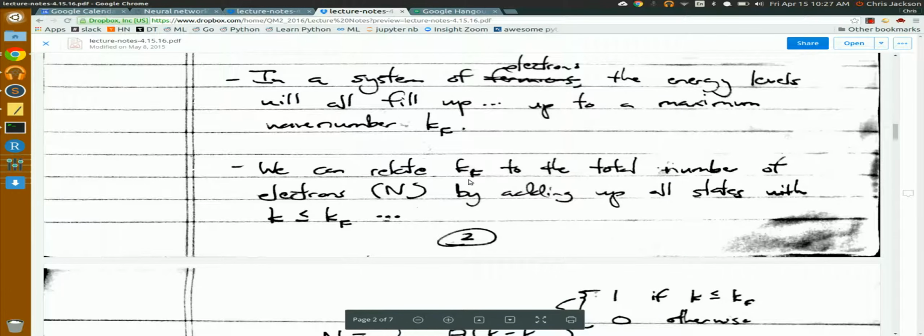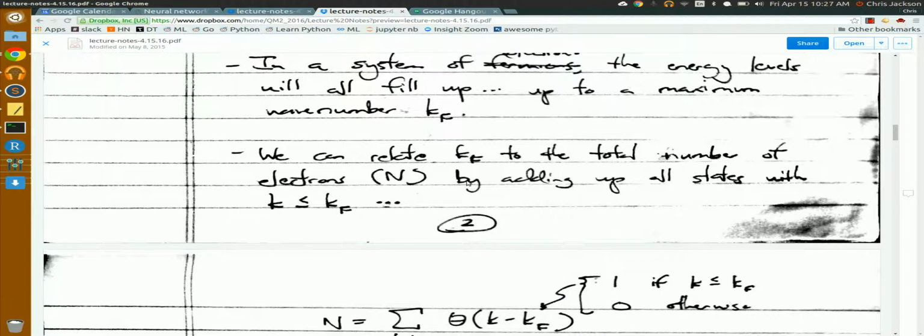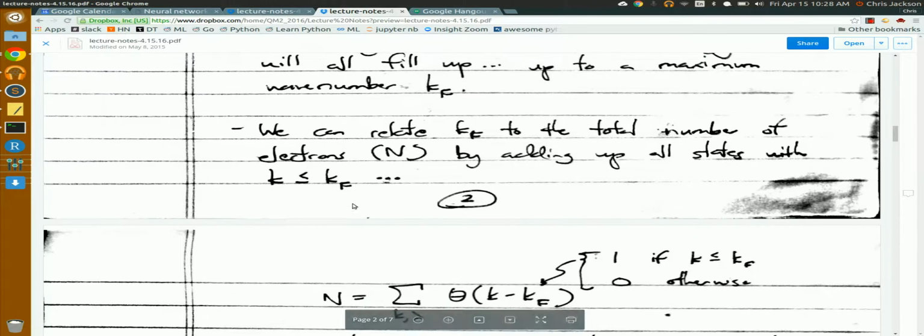So what we can do is relate this wave number k_F to the total number of electrons. If I measure k_F and I know the energy level and I know that 2 electrons can go in each state, I can figure out N. I could get N from k Fermi. And so that's what we're going to do.